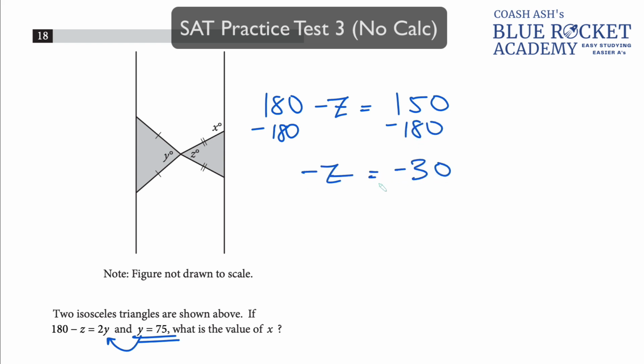Don't forget the negative sign. Negative z is equal to negative 30. Positive z is equal to positive 30 because the negatives cancel out on both sides. So z is equal to 30 degrees. Okay, just z is equal to 30 degrees, which means this guy is equal to 30.